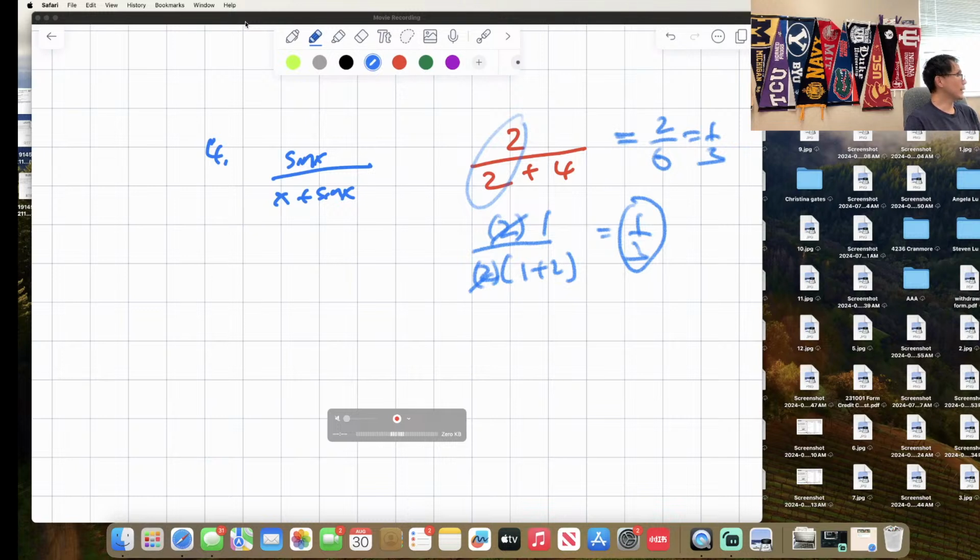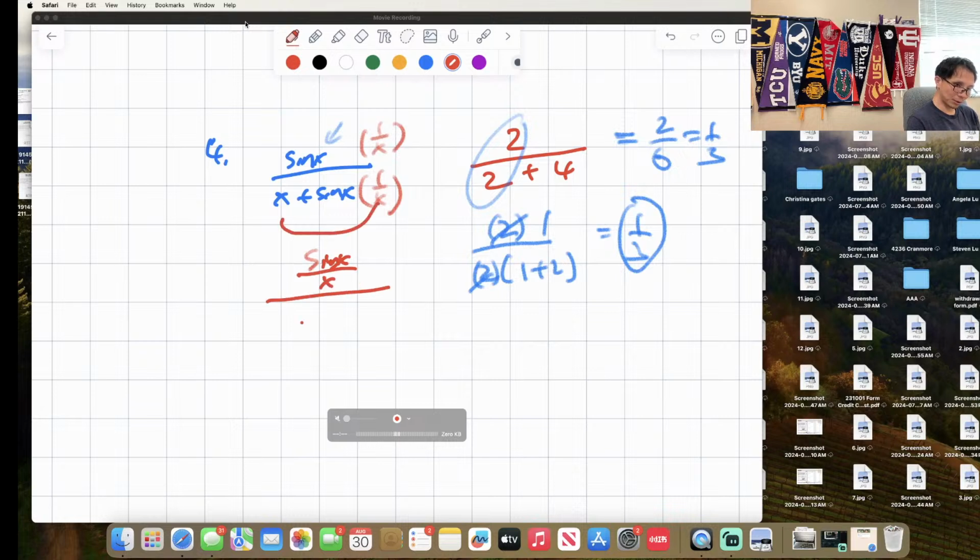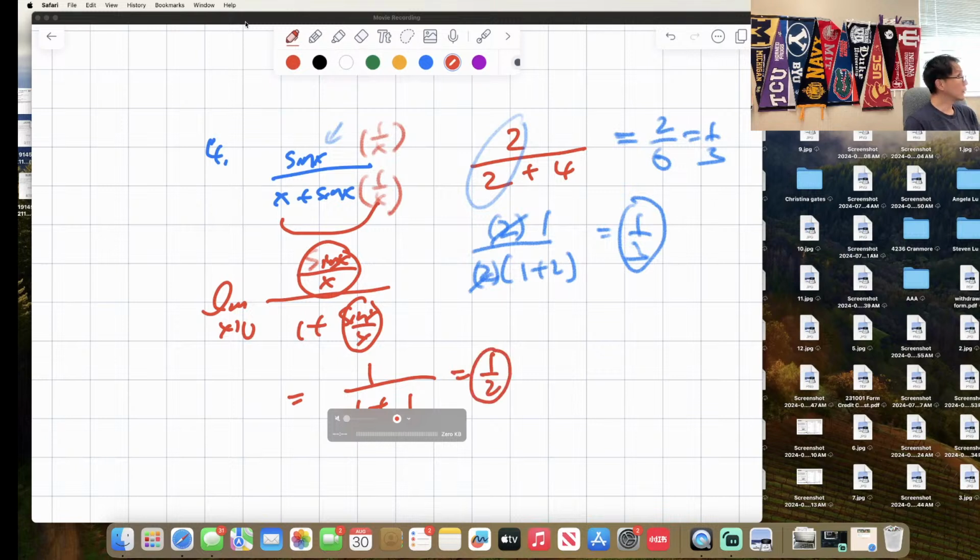Okay. What is the trig limit you want to get to? Sine x over x. Good. So how do I make this sine of x over x? I multiply this by 1 over x, and if I do that, I have to multiply the bottom too. So this is sine of x over x, and you distribute, so it's 1 plus sine of x over x. Now you can approach 0 because this is by itself. So that is equal to 1 over 1 plus 1, so it's 1 over 2.